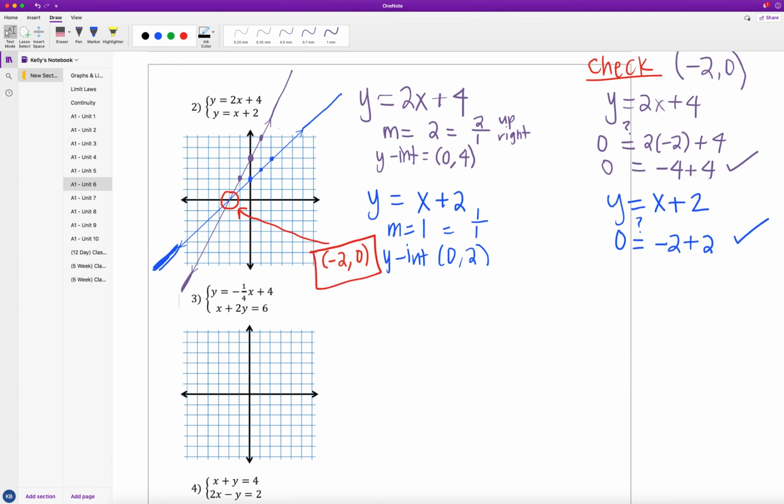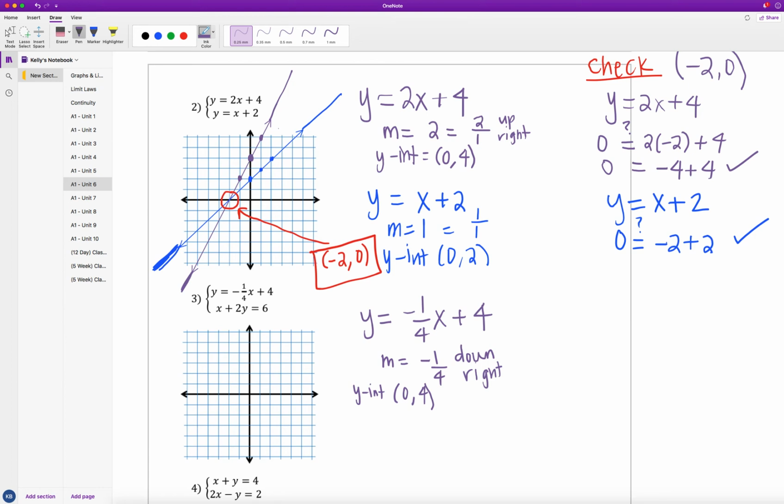Let's look at example 3. So example 3 says y equals -1/4 x plus 4 as our first equation. Why don't you guys pause the video and graph this first line, and we'll check it together. For our first equation, I know I need a slope, so that slope will be -1/4. That tells me that I'm going to go down, because I'll stick the negative sign with the 1, and then I'll go right 4. I also know that I have a y-intercept, and that y-intercept is (0, 4).